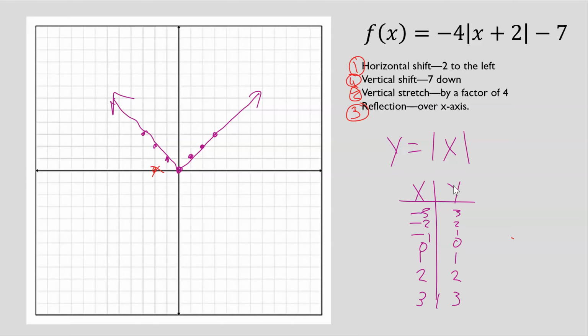Stretching it by a factor of 4, remember that's multiplying the y coordinate. The y coordinate is 0, so 0 times 4 is 0. And reflecting it does nothing as well, right? Because reflecting it over the x-axis, well, it's already living on the x-axis. So then the only thing I have left to do is move it down 7 spaces. So 1, 2, 3, 4, 5, 6, 7. This is where it ends up.